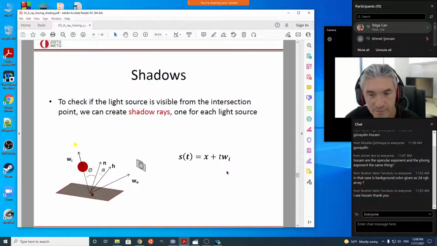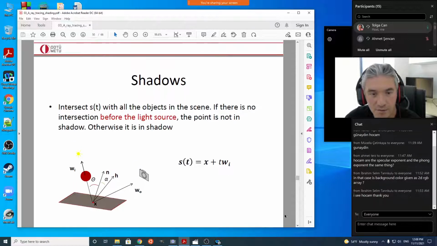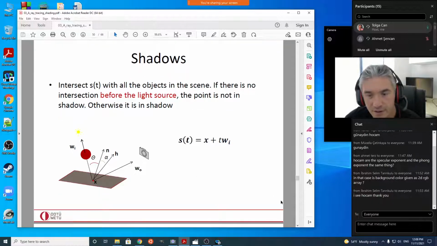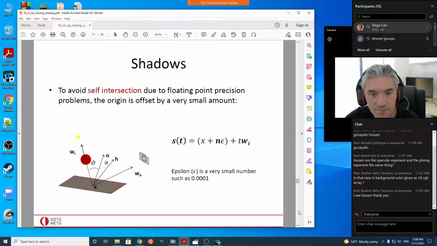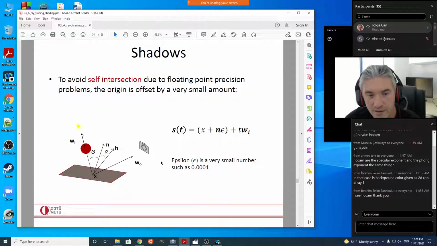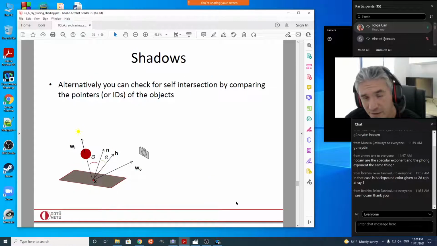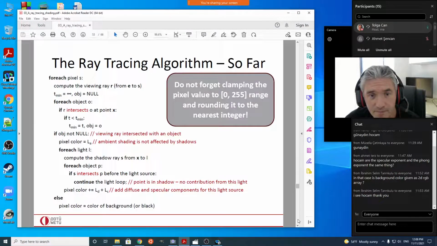Okay, so this is the same thing here. The shadow ray, and if there's an intersection, we just say it's a shadow. And this is the discussion on epsilon, the same thing, to avoid self-intersection. And there are different ways to avoid self-intersection. This is also indicated here on this slide.